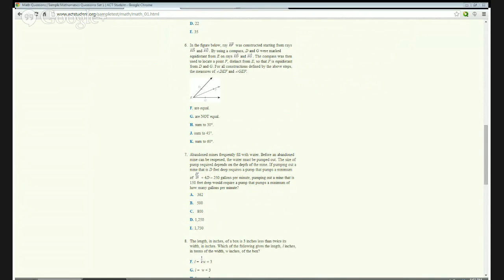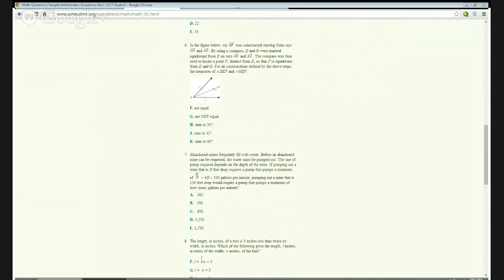So it says in the figure below, ray EF was constructed starting from rays ED and EG. By using a compass, D and G were marked equidistant from E on rays ED and EG. The compass was then used to locate a point F, distant from E, so that F is equidistant from D and G. For all constructions defined in the above steps, the measures of angles DEF and GEF, and then it gives us some choices. So it tells us all this information about these angles, and then it asks us, what are these two angles? And the answer for 6 is F.